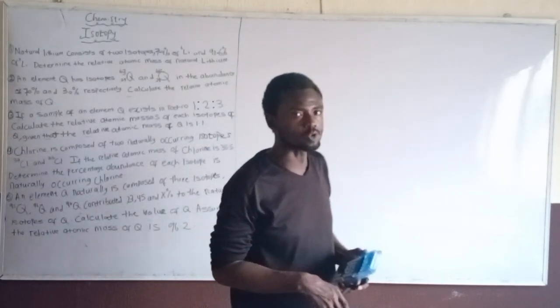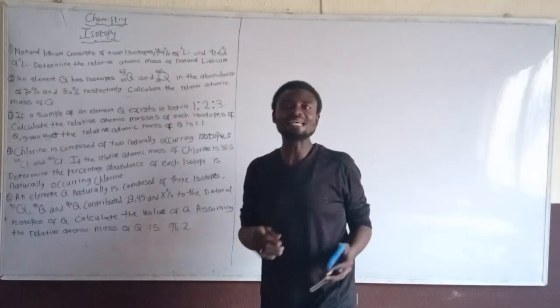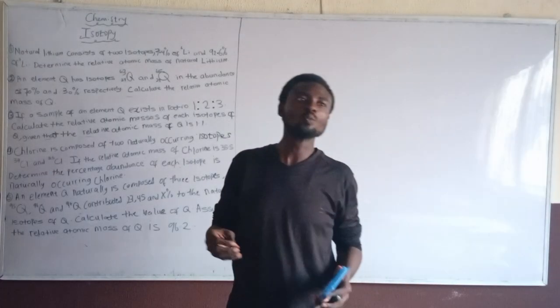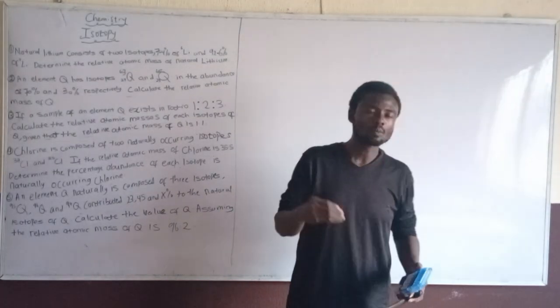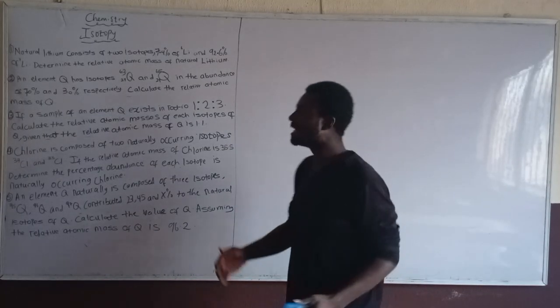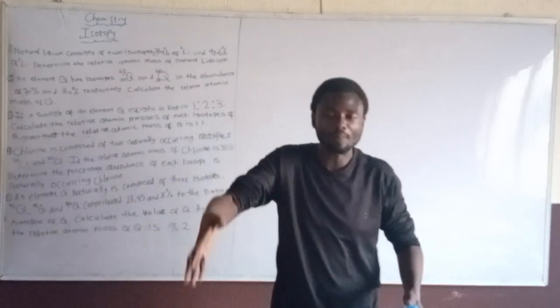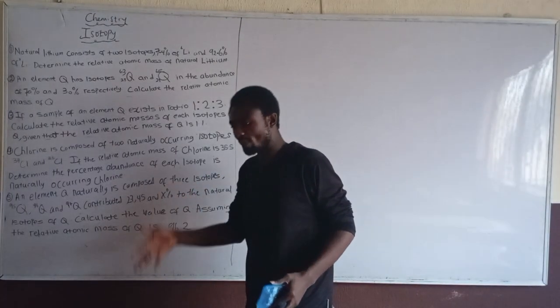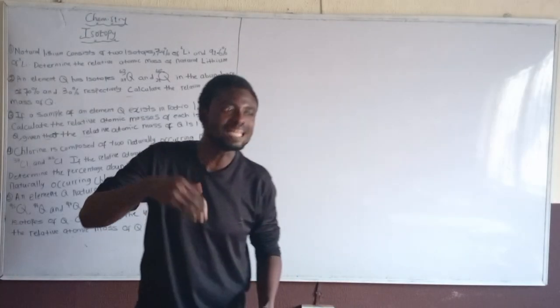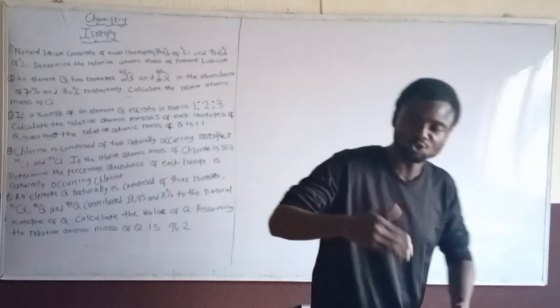So today we are looking at chemistry, the topic isotopy. What is isotopy? It is the existence of an element with the same atomic number but different mass number. Isotopes are elements with the same atomic number but different mass number.